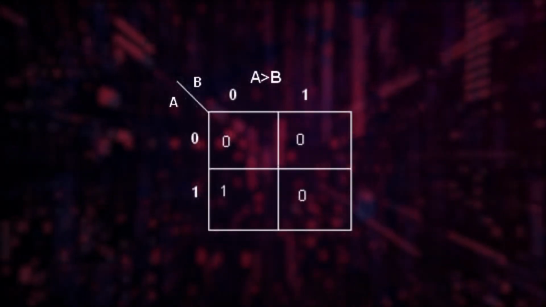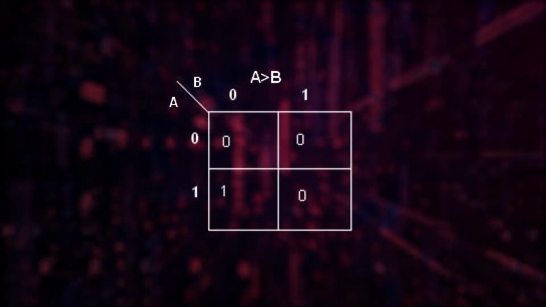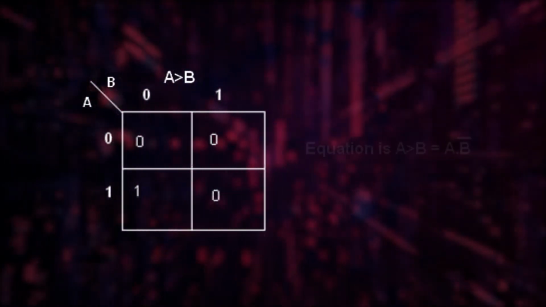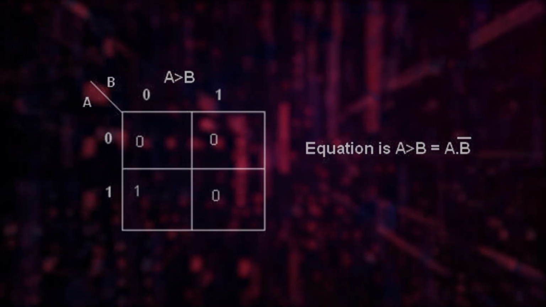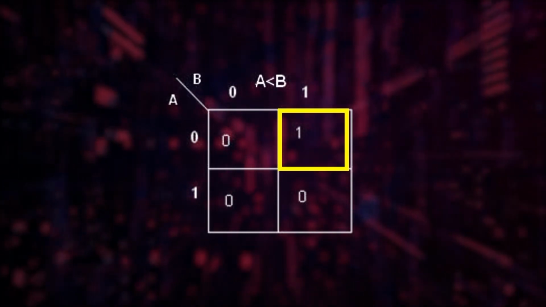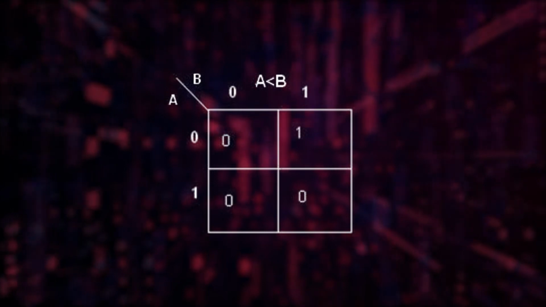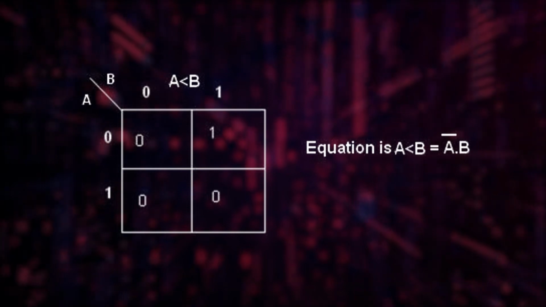The logic expression for each case, A less than B, A greater than B and A equal to B, can be derived from K-maps. Draw the K-map for A greater than B, a single 1 in the cell 1 0. That is all. From the K-map plotted here, the logic expression for relation A greater than B is A B complement. Draw the K-map for A less than B, a single 1 in the cell 0 1. From the K-map plotted here, the logic expression for relation A less than B is A complement B.